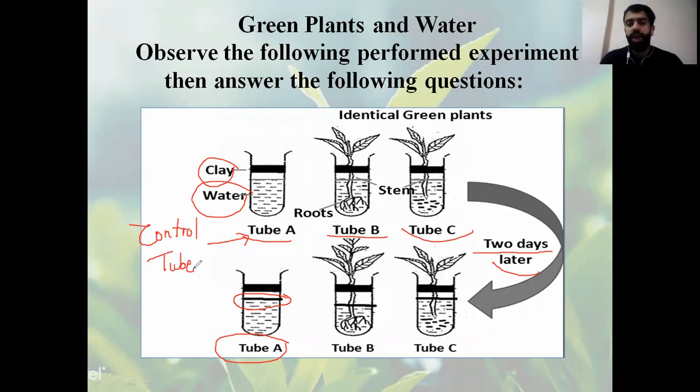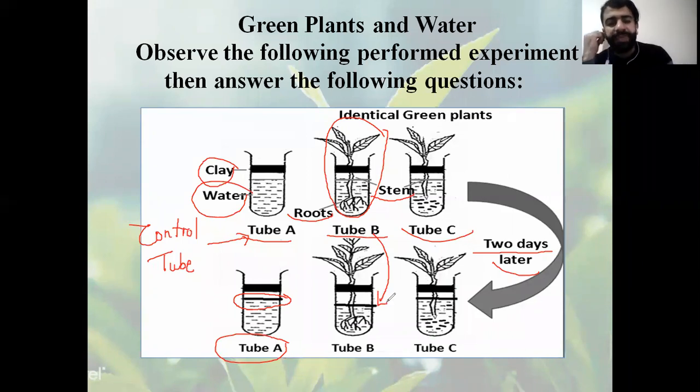Moving to tube B, it contains clay and water, but in addition to this, it contains a plant. This plant has both stem and roots. Two days later, what happened? The level of water in tube B drops, meaning that it decreases. So what does this mean? This means that the plant absorbs the water. That's why the level of water decreases.